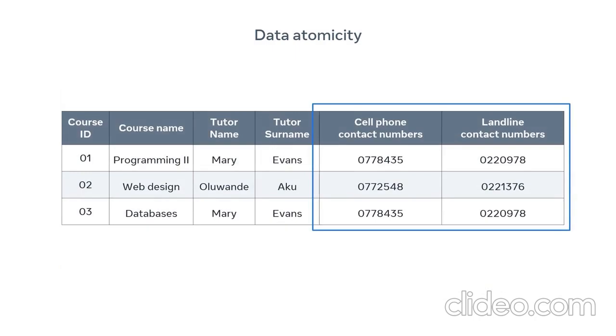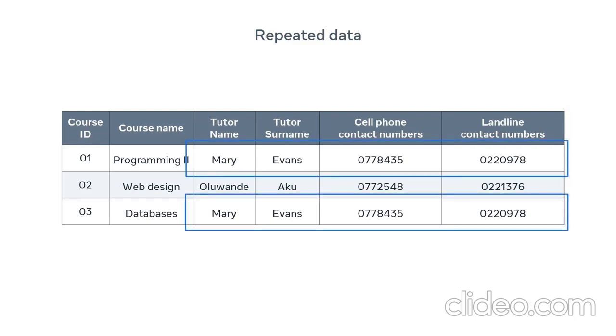Another way that I could solve the problem of atomicity while retaining the primary key is by creating 2 columns for contact numbers. One column for cell phones and a second column for landline numbers. But I still have the issue of unnecessary repeated groups of data. Mary Evans is the assigned tutor for 2 of the courses, so her name appears twice in the table, as do her contact details. These instances of data will continue to reappear if she's assigned more courses to teach, and it's likely that her details will appear in other tables within a database system. This means I could have even more groups of repeated data. This creates another problem.